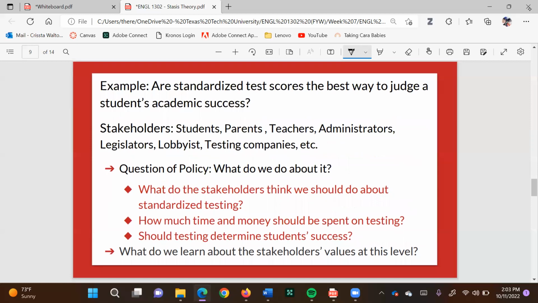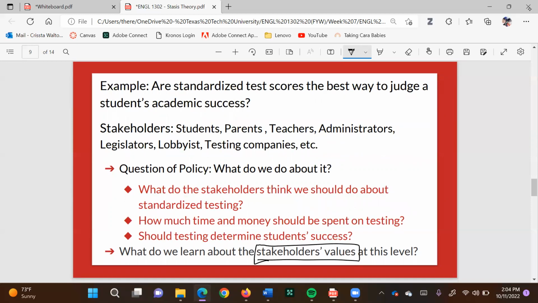And then finally, we can get to the level of policy. So questions of policies, what do we do about it? So some of the questions you could ask of your stakeholders is, what do the stakeholders think about what we should do about standardized testing? How much time and money should be spent on testing? How should testing determine student success? And then what they think we should do about it, what does that reveal about their values?